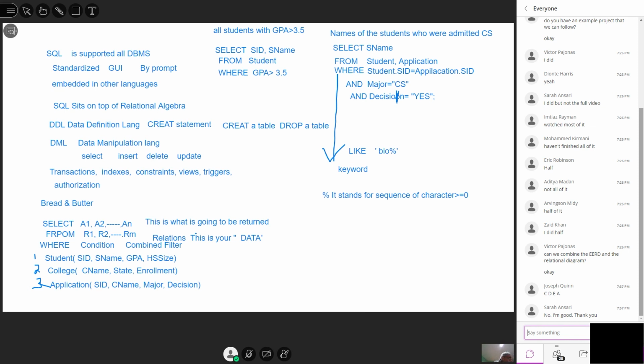Let me just write down the next one quickly. The next one is an underscore. The underscore stands for a single letter. That's it. It stands for any single letter.